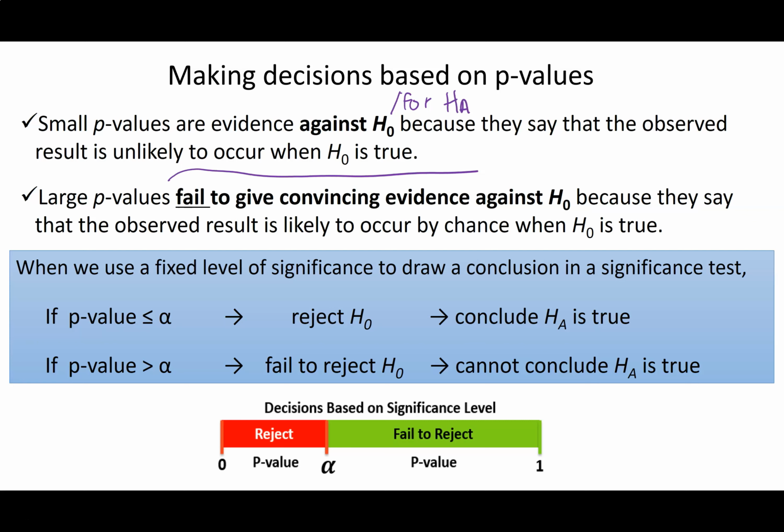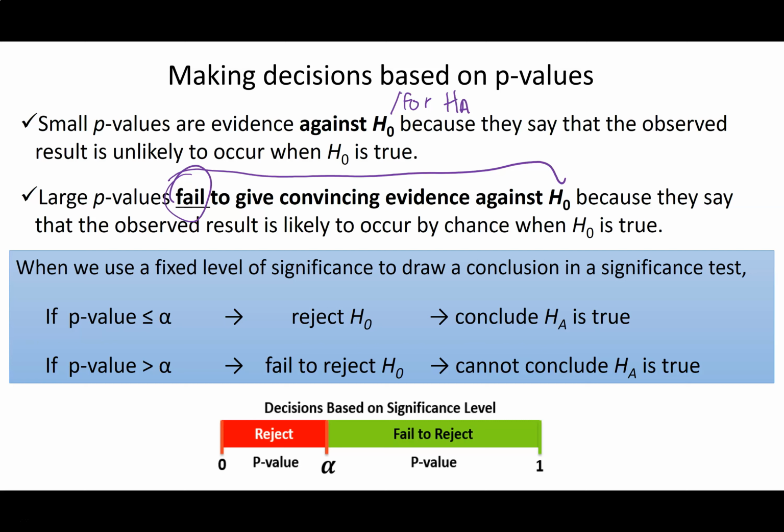Large p-values, you want to be careful. They don't provide strong evidence against the null. They provide weak evidence. They fail to give convincing evidence. They never give support to the null. You never support the null. That's never how it works in stats.